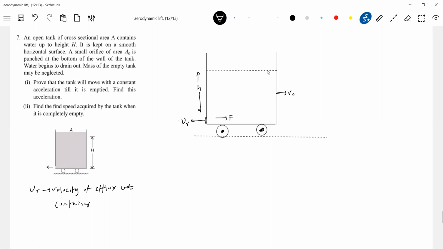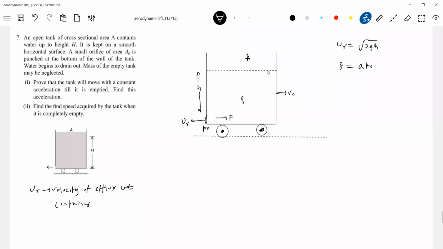So what is UR? I think we are very sure what UR is. UR should be equal to root of 2gH. Now, can we write the flow rate here? Let rho be the density. So the flow rate Q should be equal to the area of cross section of the hole, A naught. The area of the hole is A naught, no?